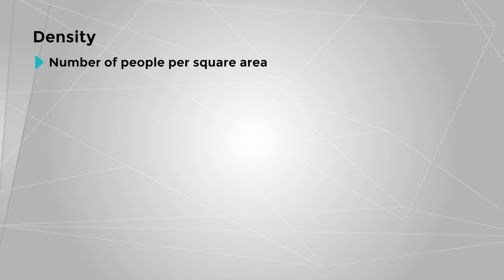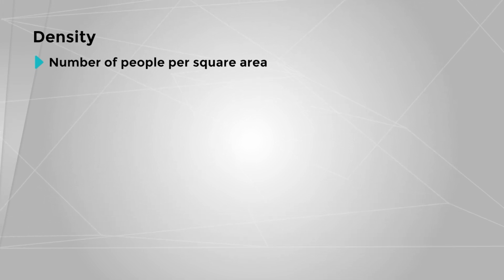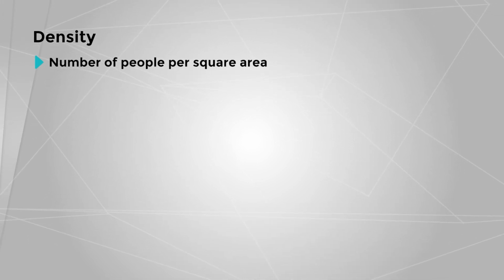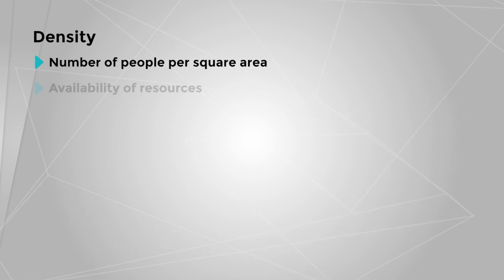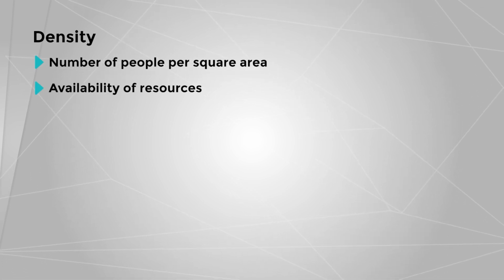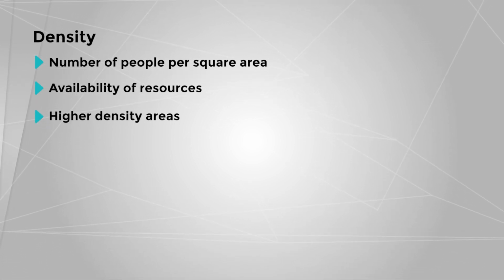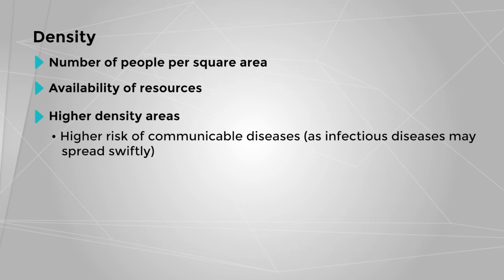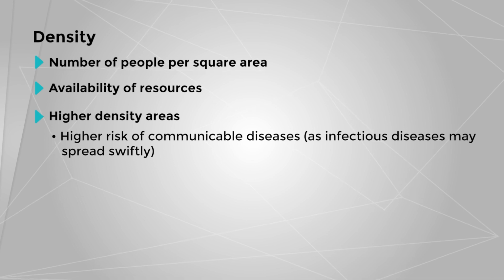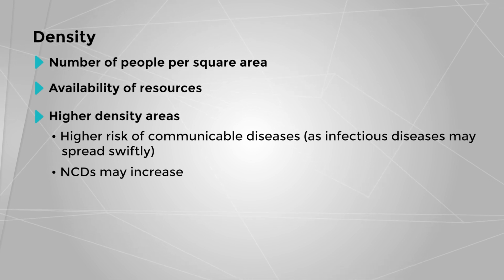Density of population. The density of population refers to the number of people per square area. The density of population is one of the factors for availability of resources. Higher density areas can lead to higher risk of communicable diseases, that is infectious diseases, which may spread more swiftly, or due to lack of green and blue zones, the non-communicable diseases may also increase.